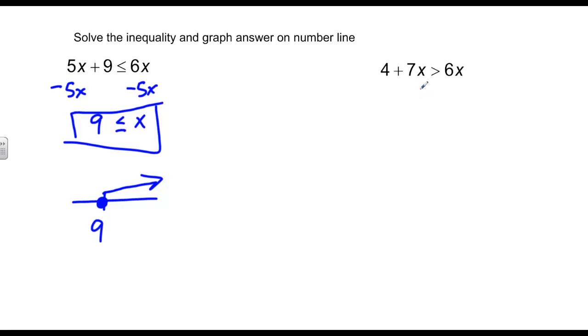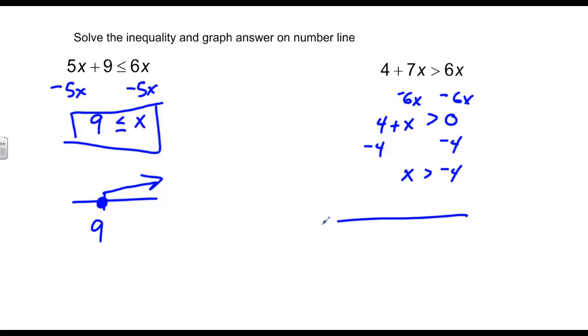In this case, since I want to keep my x term positive, I have to subtract 6x from both sides. This gives me 0 here and 4 plus x on the left side. And now I'm going to need to get x by itself, so I subtract 4 from both sides. And x is greater than negative 4. Well, here's negative 4. Once again, this is my algebraic solution. For my graph, since it can't include the negative 4, I use an open circle at negative 4, and I need to be greater than, and those move to the left.